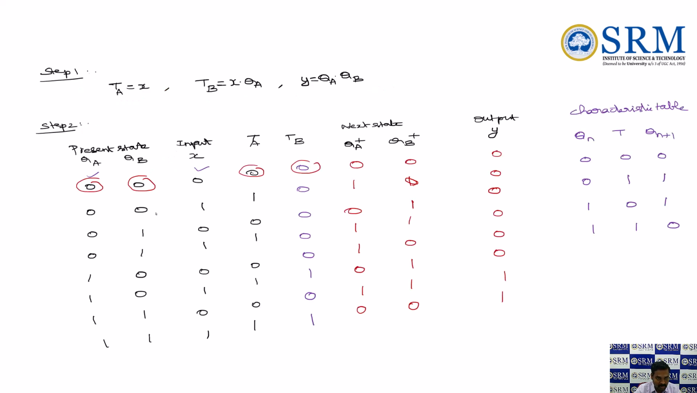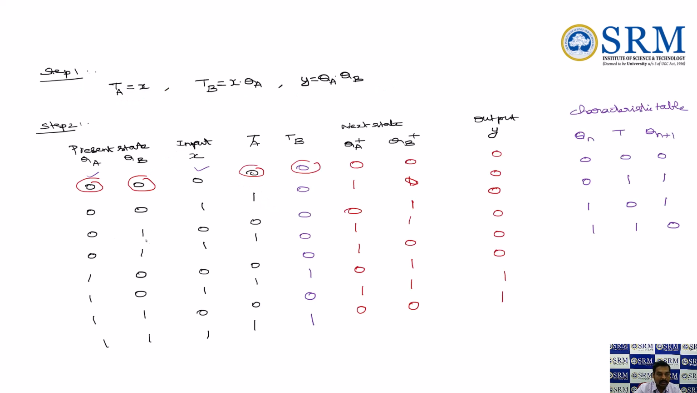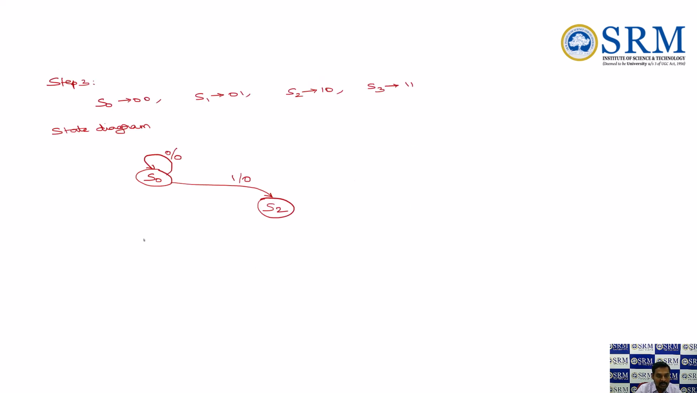So when my present state is 0 0 and I give 1 as input, it moves to the 1 0 state. So the 1 0 state is actually S2, right? So I'm writing for S2. When S0 moves to the S2 state, my input is 1 but output is 0. When my input is 1, output is 0. Right? Now the third line.